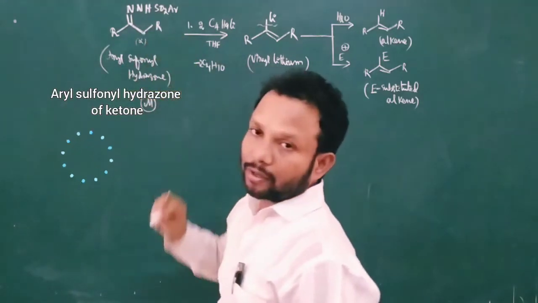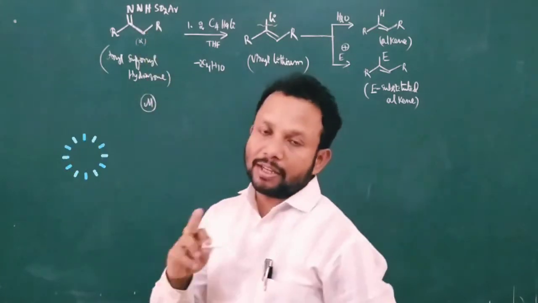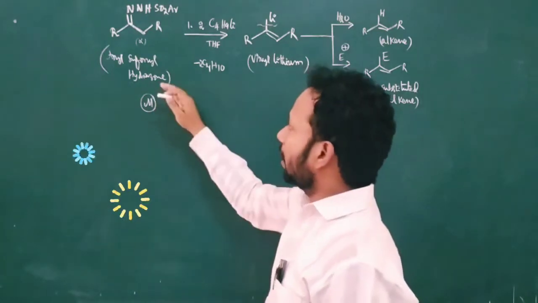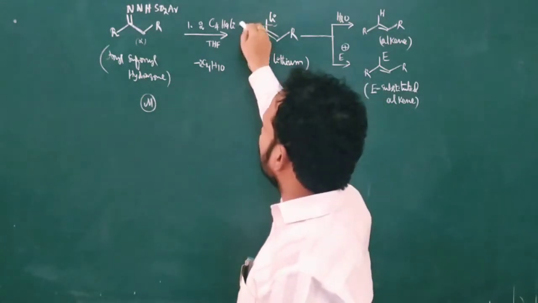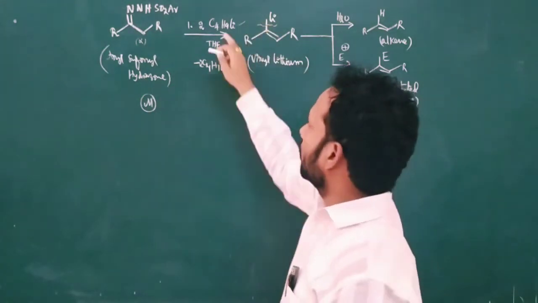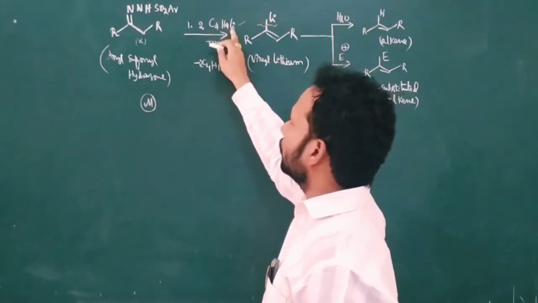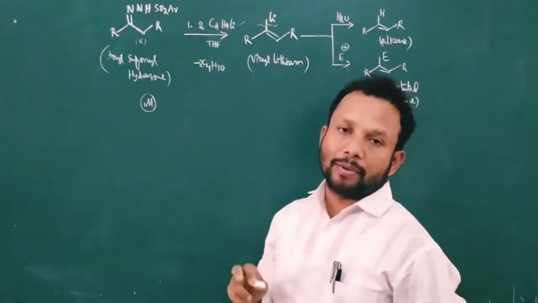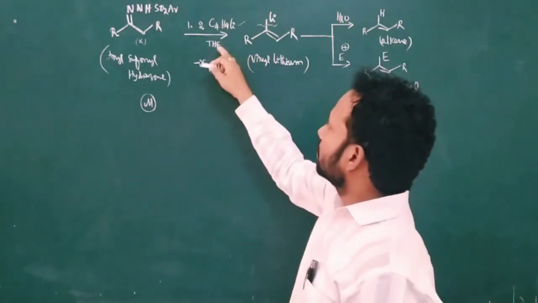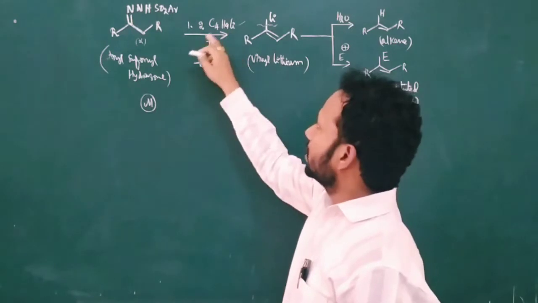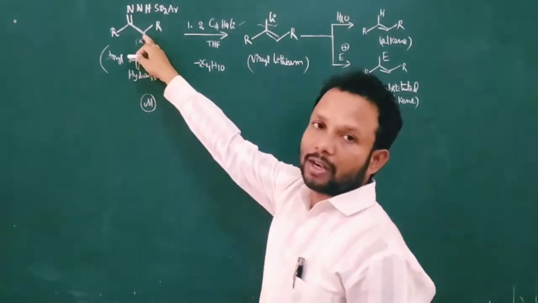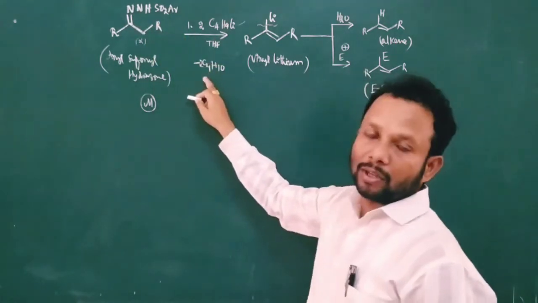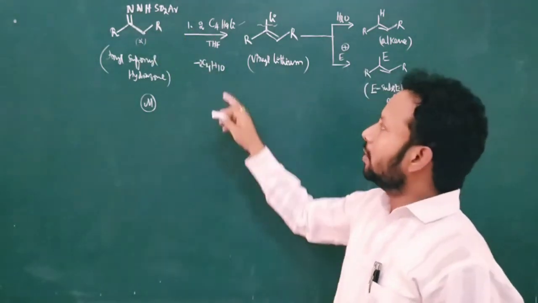So this carbon is an alpha carbon. This carbon must have at least one alpha hydrogen, otherwise no reaction takes place. This aryl sulfonyl hydrazone is treated with 2 moles of butyl lithium. Here 2 moles is required for this reaction. So this base abstracts 2 protons from the alpha carbon and the NH proton. So two butane molecules are removed.